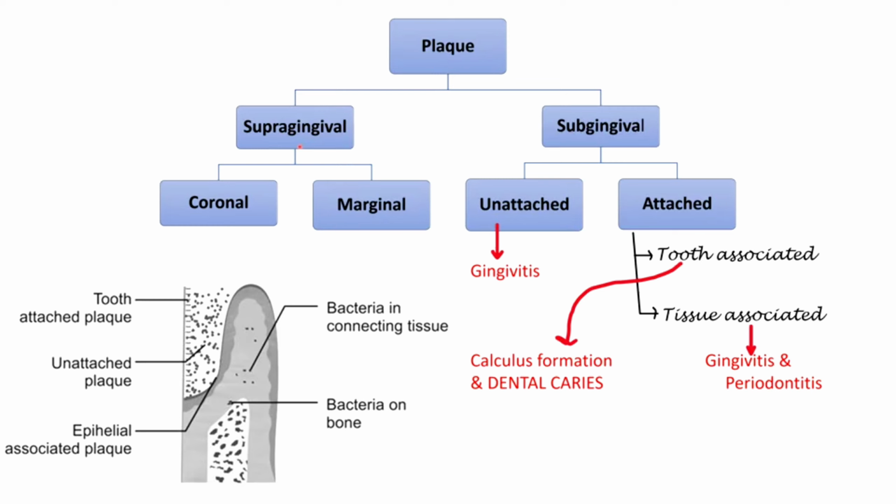Plaque is two types: supragingival, subgingival. Supragingival is again divided into coronal and marginal. Coronal is above or coronal to gingival margin. Marginal plaque is at the level of gingival margin. Subgingival can be divided into unattached and attached. Attached is subdivided into tooth associated and tissue associated. The unattached plaque, you can see this.